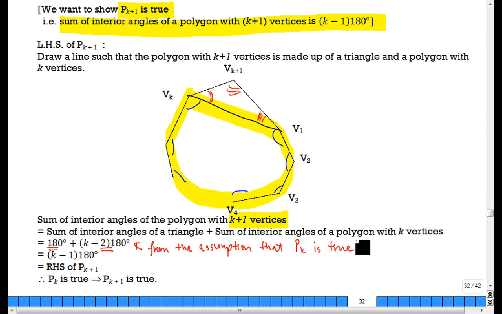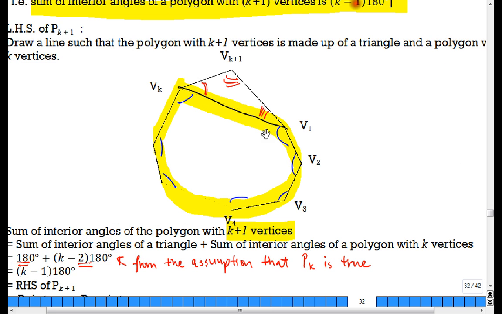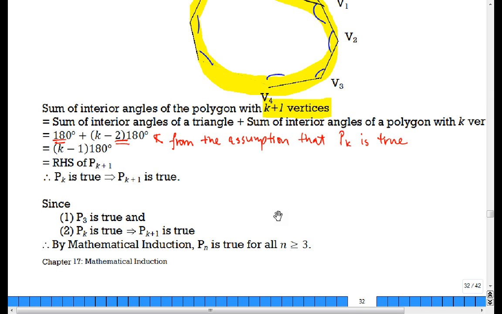Then we can show that, from here, we factorize the 180 out. Then we get k plus 1 minus 2, times 180. So actually, we have shown that the formula works for Pk plus 1.